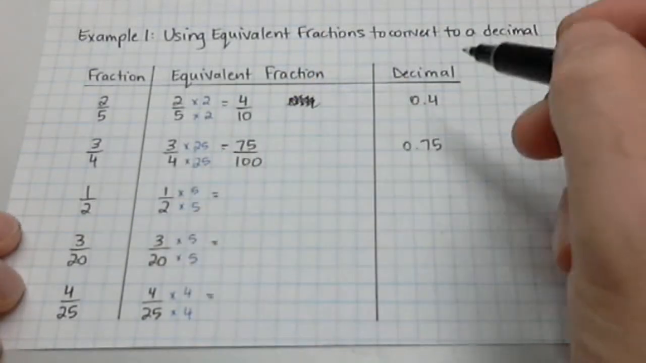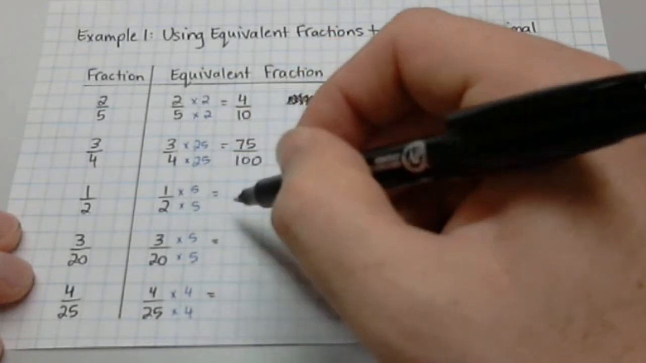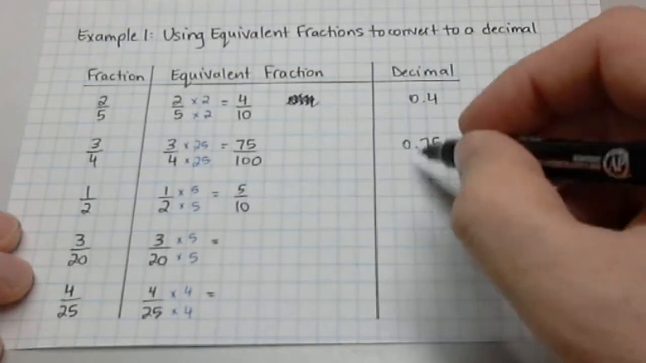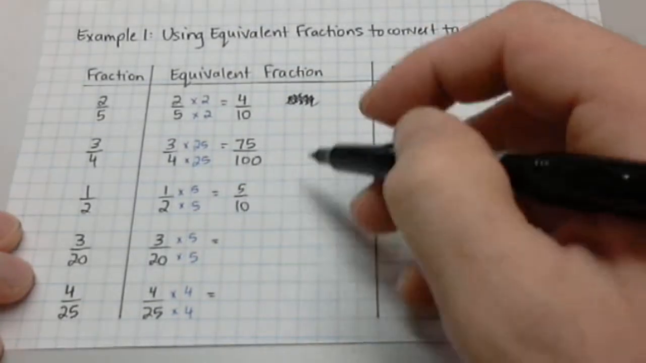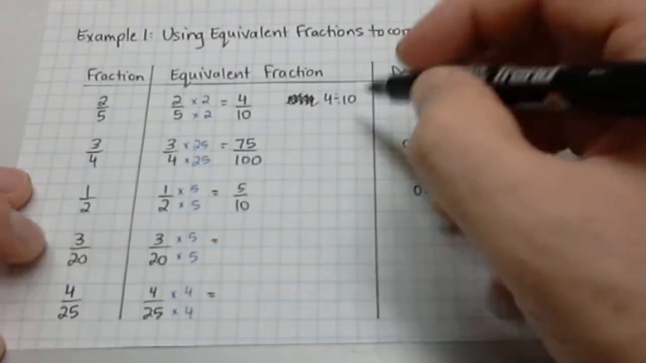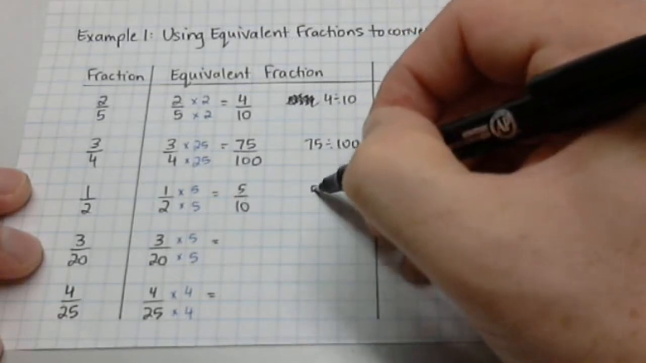Moving on, 1 over 2 is 1/2. I can get to 10 by multiplying 2 by 5. So again, this becomes 5 over 10. 5 divided by 10 is 0.5. You can just write down, this becomes 4 divided by 10, numerator divided by the denominator. Same thing here, and then here as well.